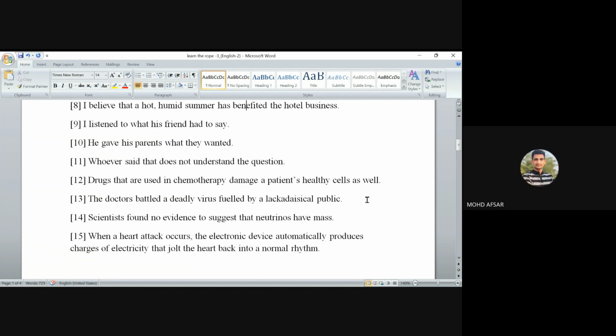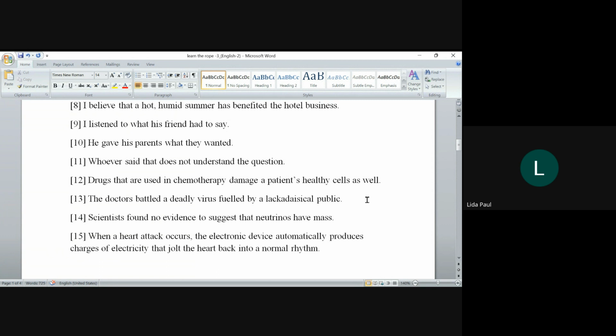What is the verb of your sentence? Drugs that are used in chemotherapy damage a patient's healthy cells as well. What is the main verb of your sentence? Damage, right? So damage a patient's healthy cells.